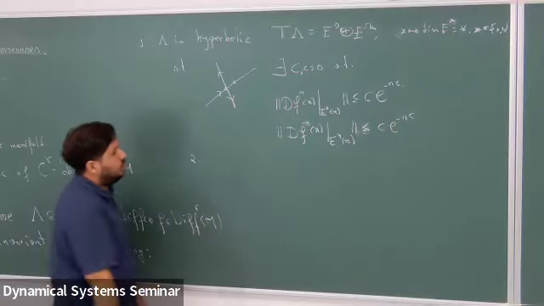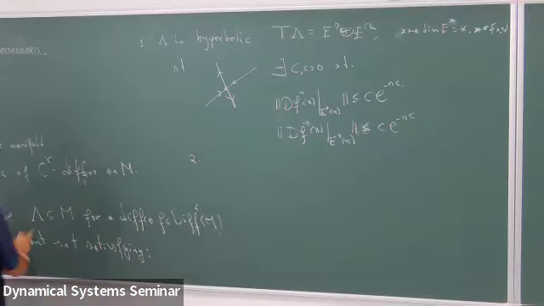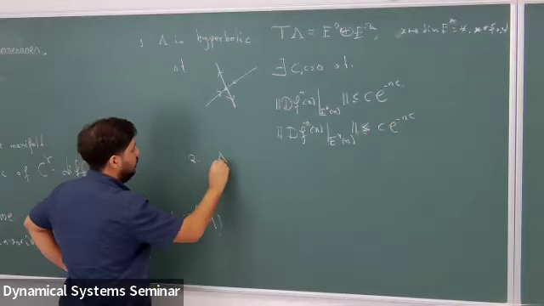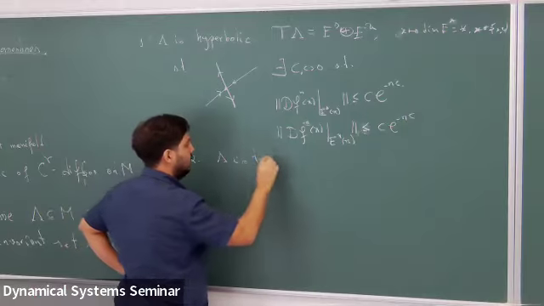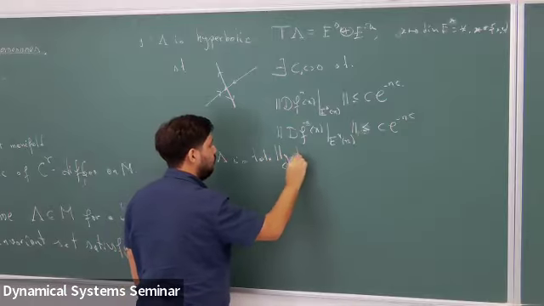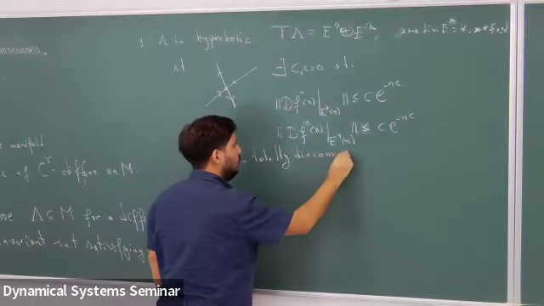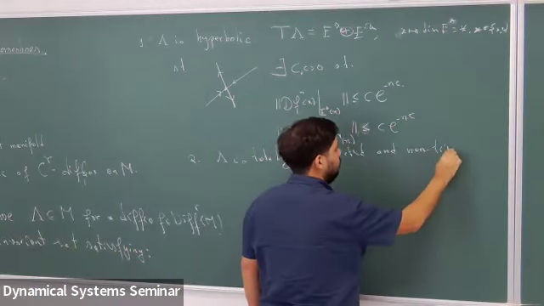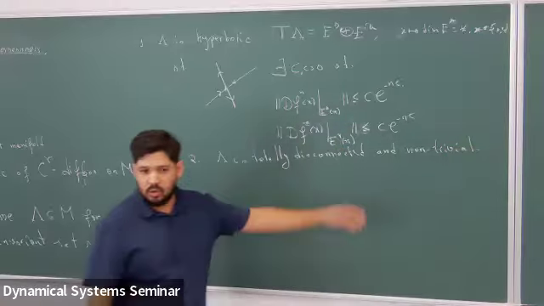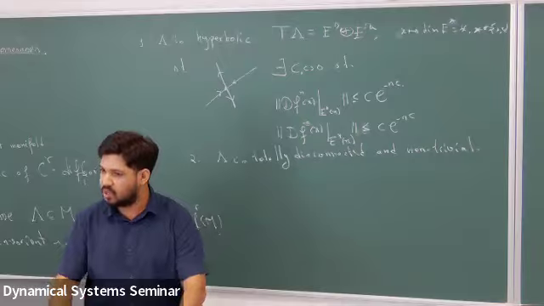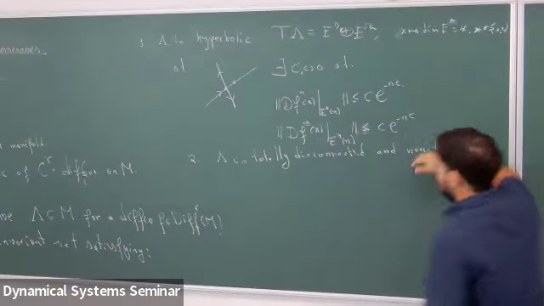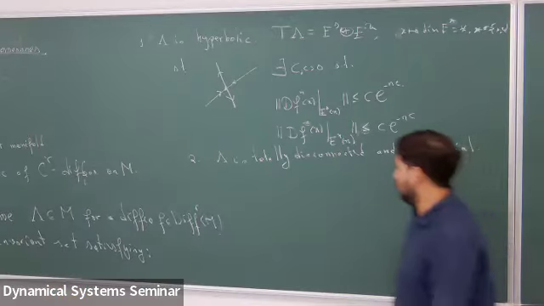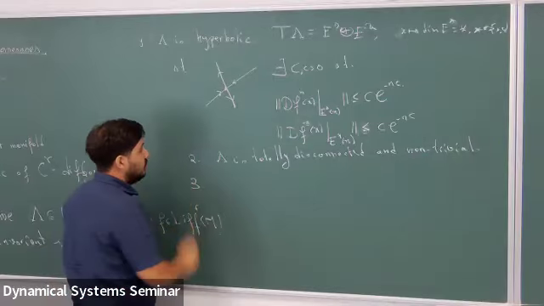The second requirement that I would like to ask of my set lambda to be a horseshoe is more of a topological nature, and I would like to assume that lambda is totally disconnected and non-trivial, meaning that it's not only finitely many periodic orbits, so you have some interesting dynamics going on. If I don't assume that, you could have a hyperbolic fixed point and you would still have all of this happening.